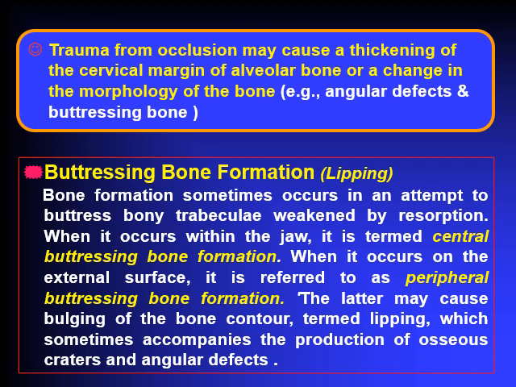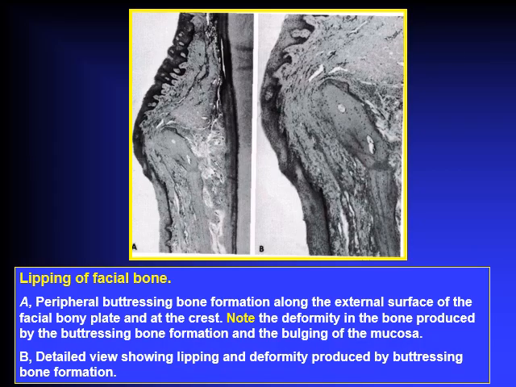It is bulging like a lip, termed lipping, which sometimes accompanies the production of osseous craters and angular defects, as we will see in the second part of the lecture. This is the peripheral buttressing bone formation or lipping of the facial bone. See the deformity of the bone produced by this buttressing bone formation, and the bulging also of the mucosa, or the bulging of the gingiva.